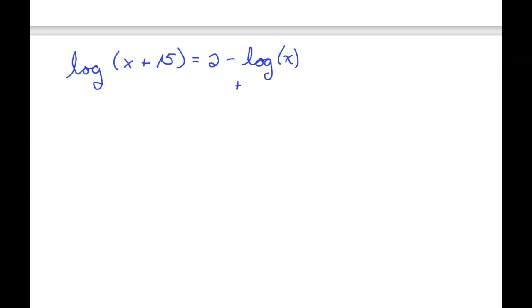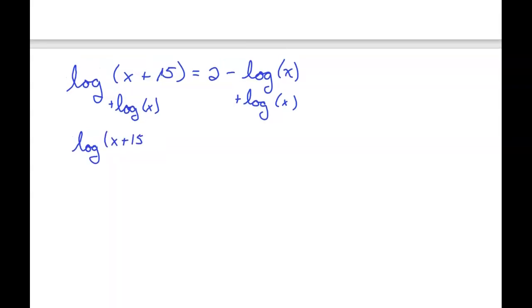So in this case, I'm going to add the log of x to both sides. Now, when I do this, do not combine your arguments. These are two separate logs. I can't combine my arguments. It's going to look like log of x plus 15 plus the log of x. We will be able to combine our arguments, but not the way you would think, getting a 2x plus 15 or anything like that.